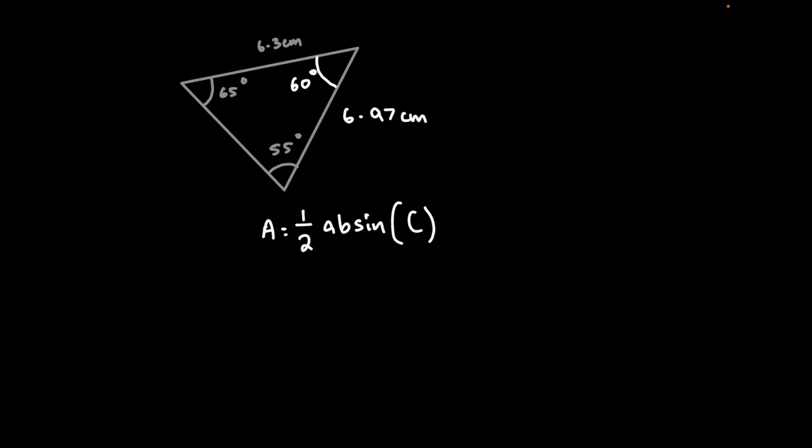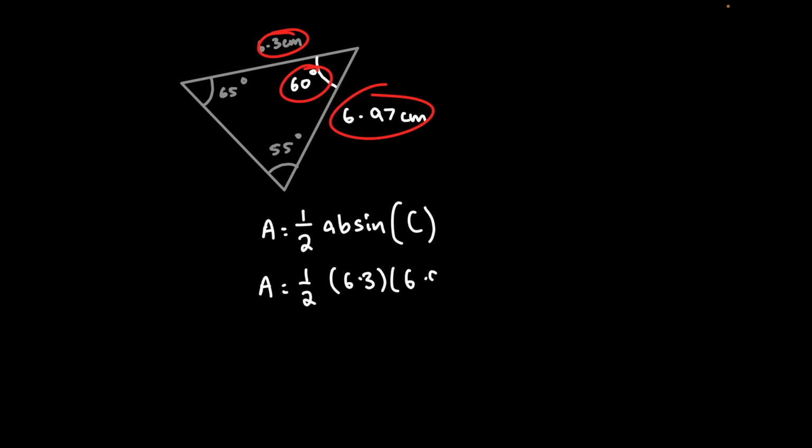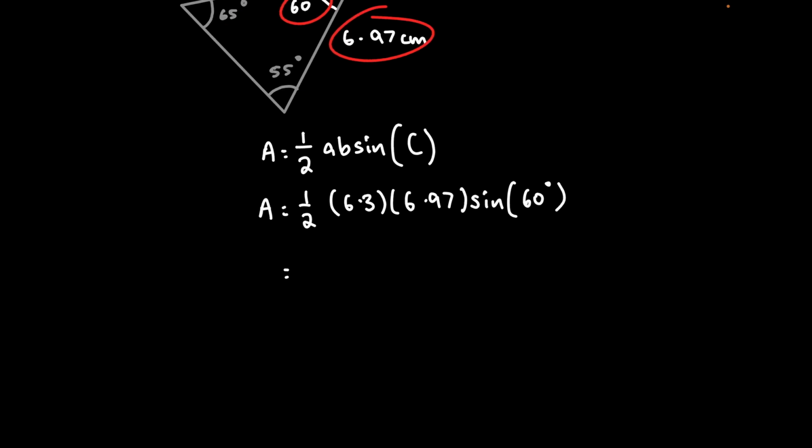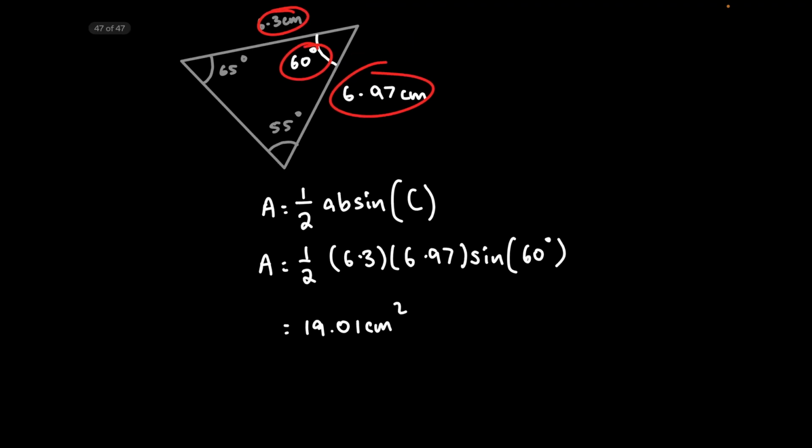So that would describe that the two sides and the angle in between them can be used in this case. So we can say that area is equal to half times 6.3 times 6.97 times the sine of 60 degrees. And when we work this out, we get our final answer as 19.01 centimeters squared. And that is the area of this triangle here.